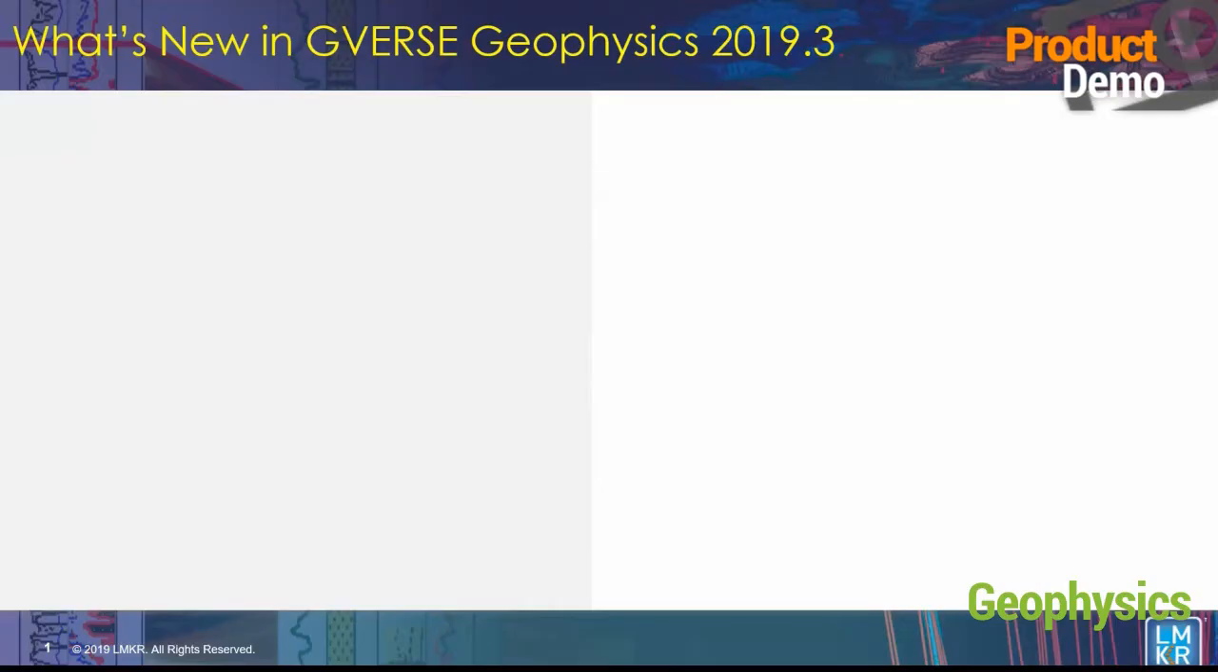The 2019.3 version of GVERSE Geophysics is a big update. It's got a host of new features, and a lot of those features are in areas that geoscientists interpreting seismic data work in pretty much every day. We have a new, very powerful synthetic package that contains all the workflows that you need for creating and editing synthetics, including log code processing, wavelet extraction, and other key workflows built into a sleek new interface.